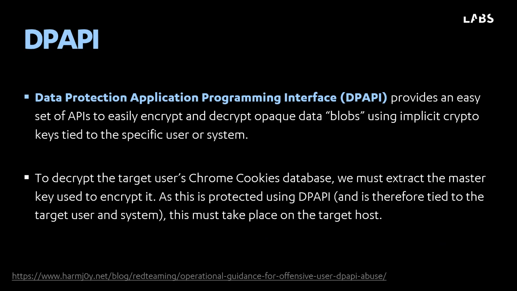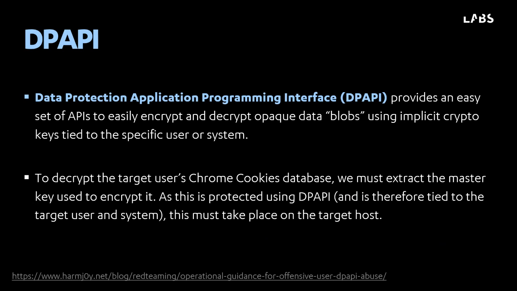And we won't go into the depths of that. There's a great blog reference from Harmjoy there as to the offensive applications, or the guidance, I guess, when it comes to DPAPI and how to use it on an engagement. But what it's doing effectively is providing a transparent, easy way for Chrome to protect this information without handling some kind of key management or whatever.